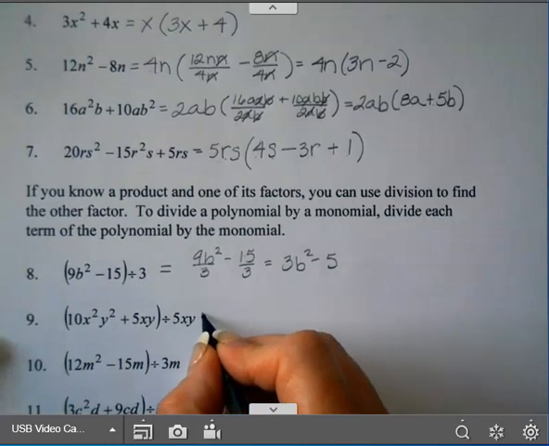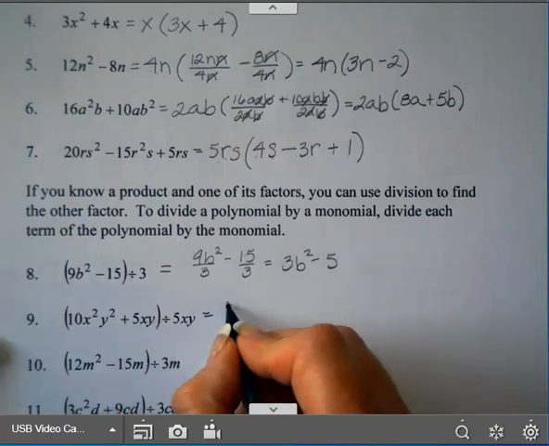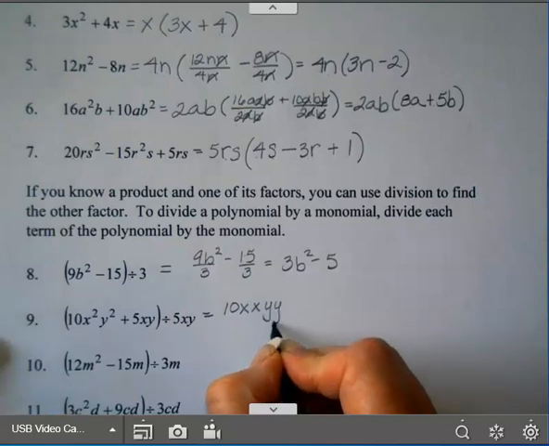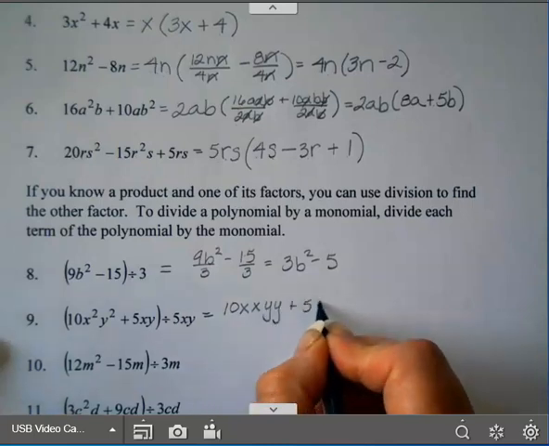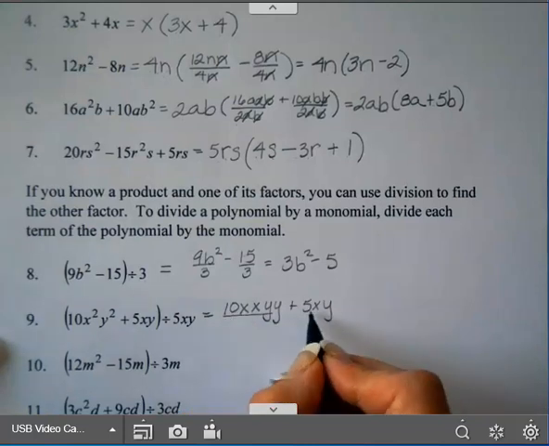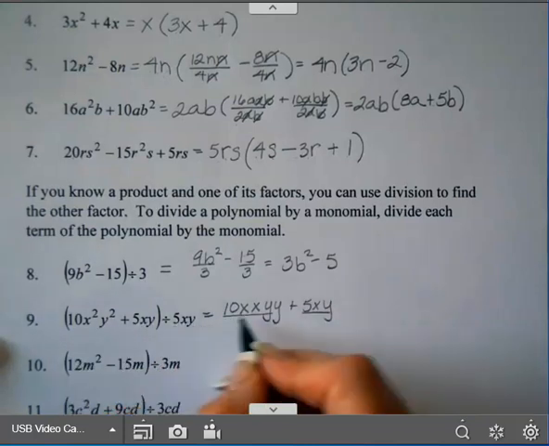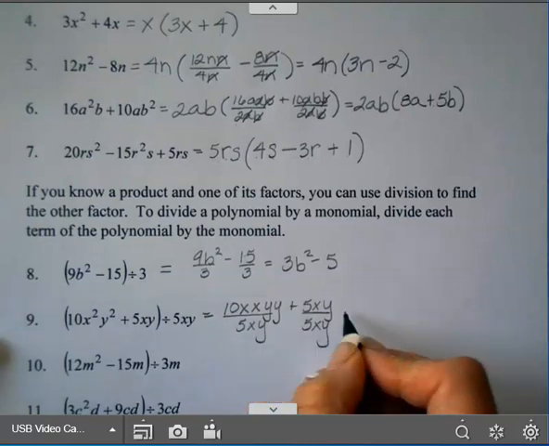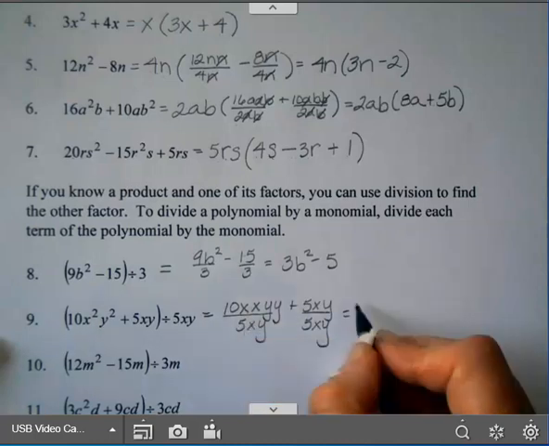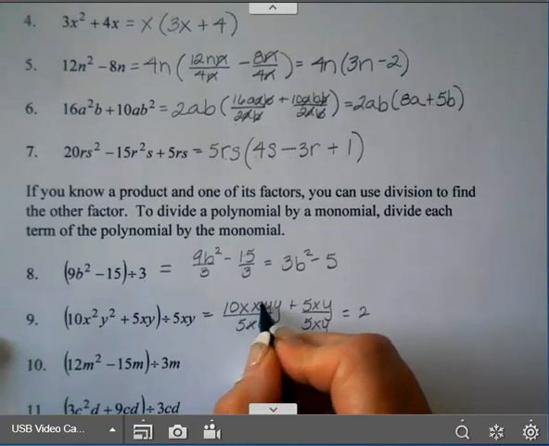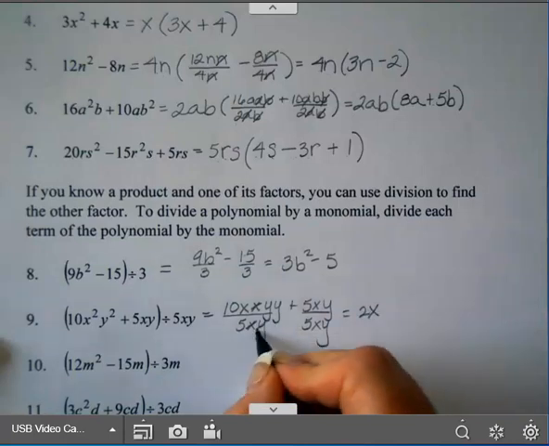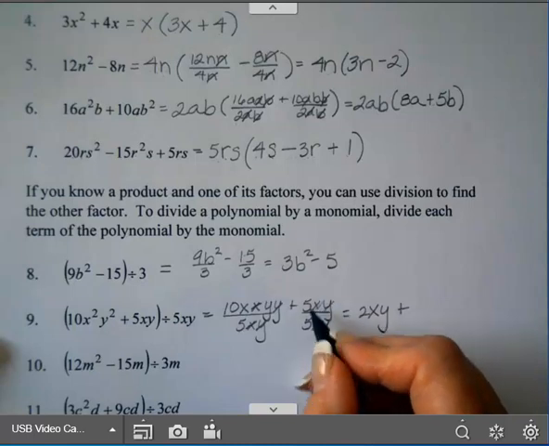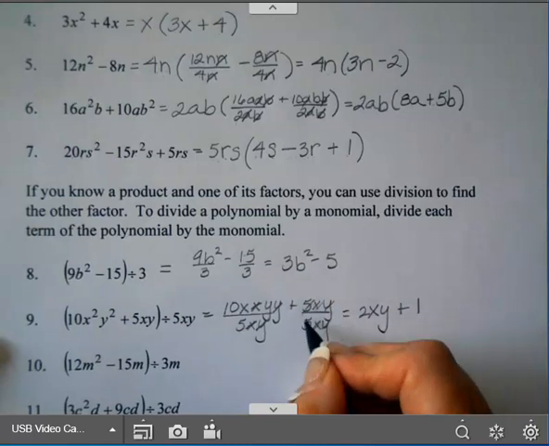On the next one, I'm going to take my polynomial, and I think I'll write x squared as xx, and then this says yy, plus 5xy. And I'm dividing this polynomial by 5xy. So I'm going to divide each of those terms by 5xy. And that will give me 10 divided by 5, which is 2. One of the x's will cancel, so I'll be left with an x. One of the y's will cancel, I'll be left with a y. And then cancel, cancel, cancel, cancel, and 5 divided by 5 is 1. So those cancel too.